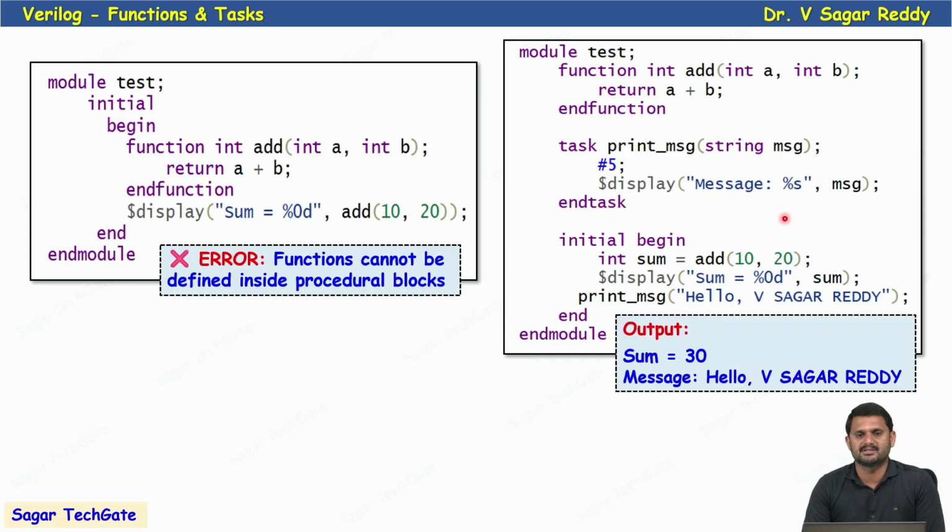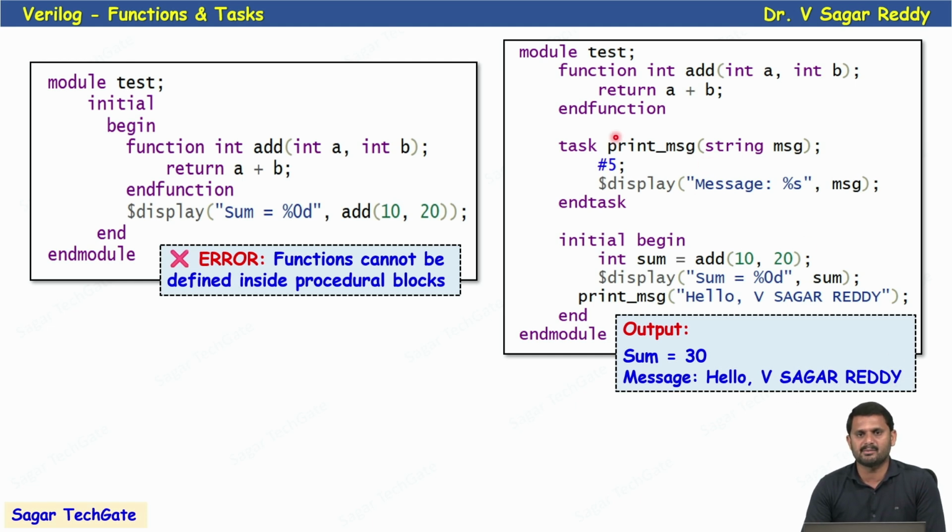After that, it displays that message. So now what is the output? First it displays sum. After calling this task, the message is the string we are passing from this. Clear? So now the message is "hello we Sagar ready". I hope you understand how to pass a string.